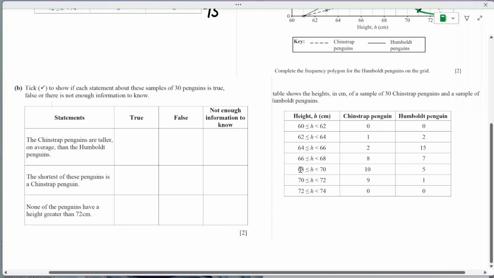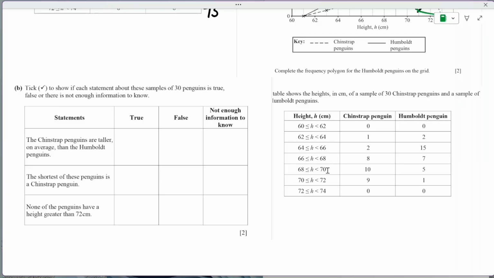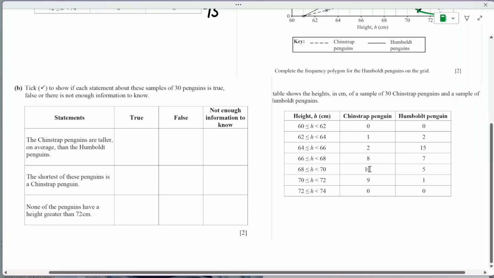If you go up further, you have between 66 and 68. That means the height is going down as you are going up. You have 8 Chinstrap and 7 Humboldt. There are still more Chinstraps than Humboldt penguins. Now, between 64 and 66, you have 2 of Chinstrap, but you have 15 of Humboldt, which shows that you have more Humboldt between the range of 64 to less than 66. If you go up further, between 62 and less than 64, you have 1 Chinstrap and you have 2 Humboldt penguins. To the last, between 60 to less than 62, you have 0 for both.